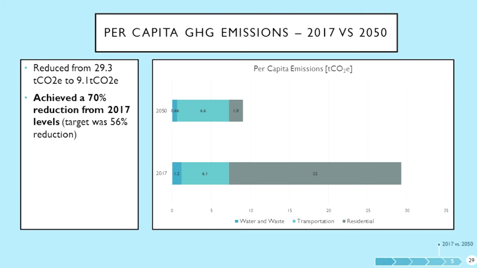So if you look at the bar graph, the top one is 2050, the bottom one is 2017. And it's really obvious that most of our reductions come from the residential sector. And this is partially a combination of having a cleaner energy mix, as well as the designs that we have for our new buildings and existing buildings. Transportation, unfortunately, did increase a little bit, and that's just due to the increasing number of vehicles and population in the city. And then also waste and water decreased by 50%.